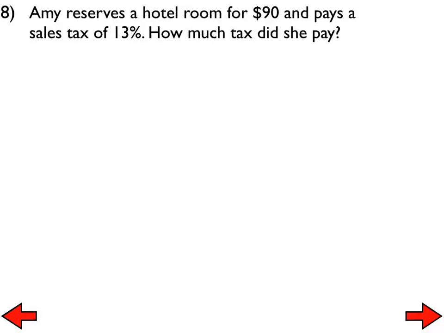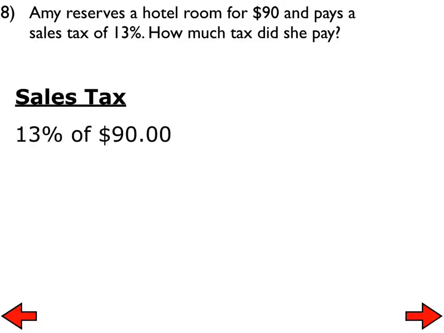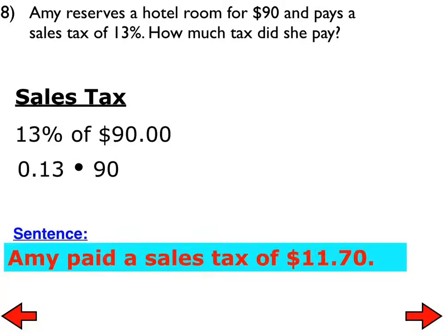Number 8, Amy reserves a hotel room for $90 and pays a sales tax of 13%. How much tax did she pay? Just like all the others, we are looking for 13% of $90 as a math problem. That's 0.13 times 90. So that means Amy paid a sales tax of $11.70.